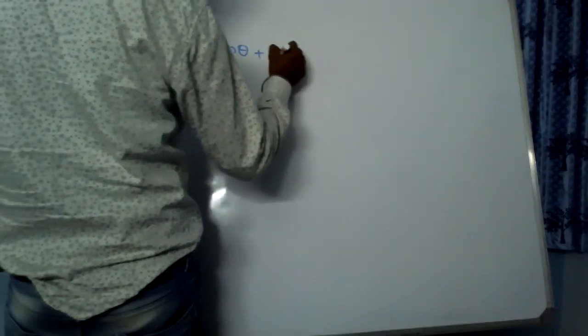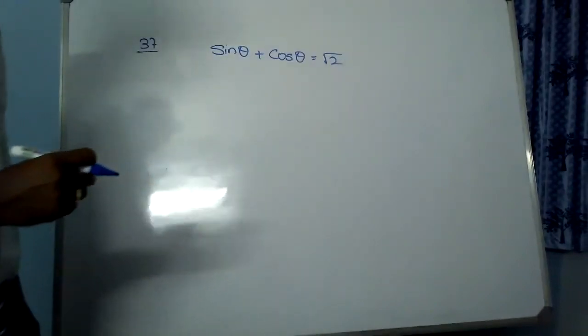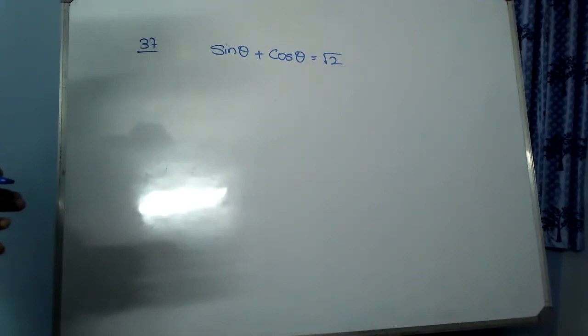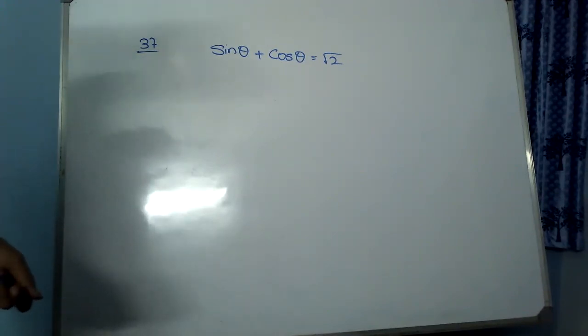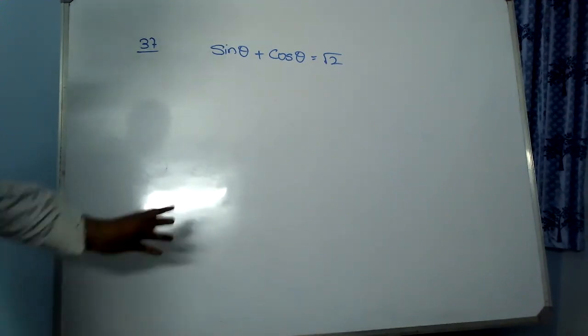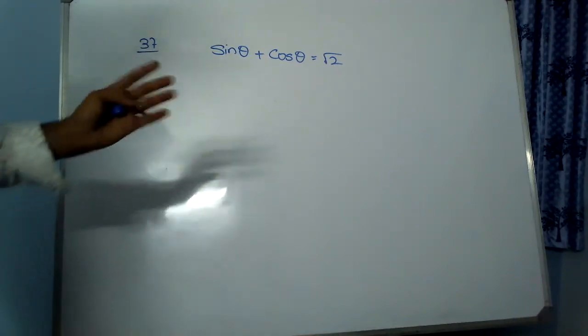Question number 37. They're telling sine theta plus cos theta equals root 2 given, right? And theta is an acute angle, then what is theta? You can check with the options, I'll suggest. It's always better here. Okay, if you really want to solve it, how to solve it I'll tell you, and then how to check with options, both I'll tell you.